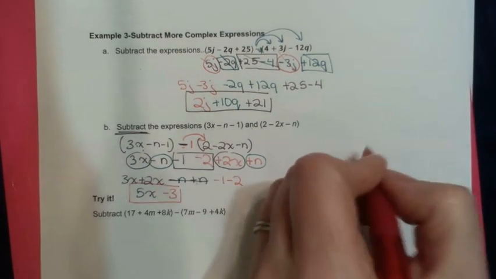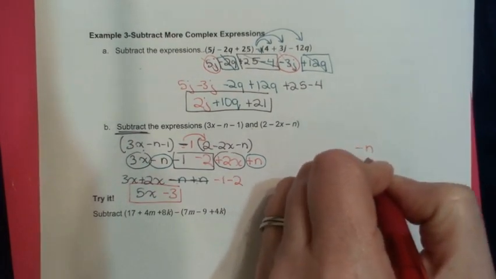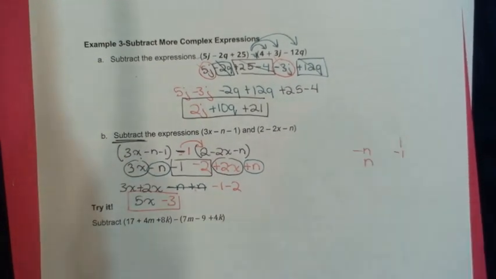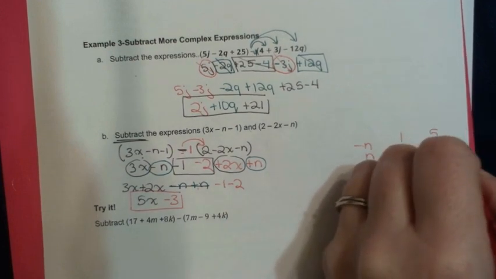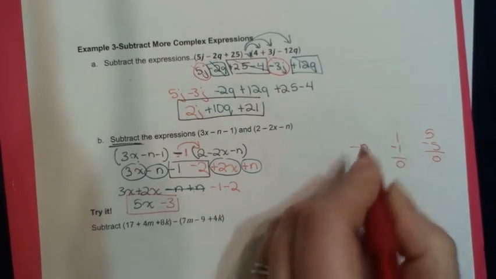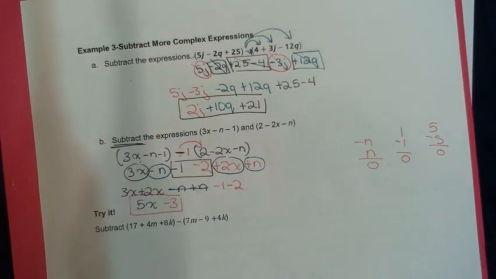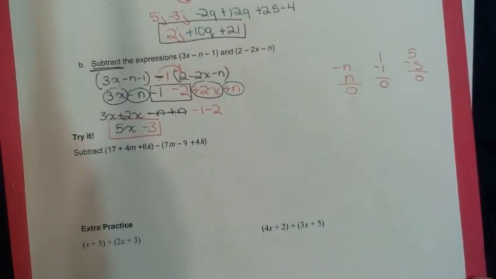So when you have a negative and a positive variable with the same coefficient, so the same number in front, it's just like having a 1 and -1 or a 5 and a -5. They're the exact opposite, so it leaves you with nothing. All right, try it.